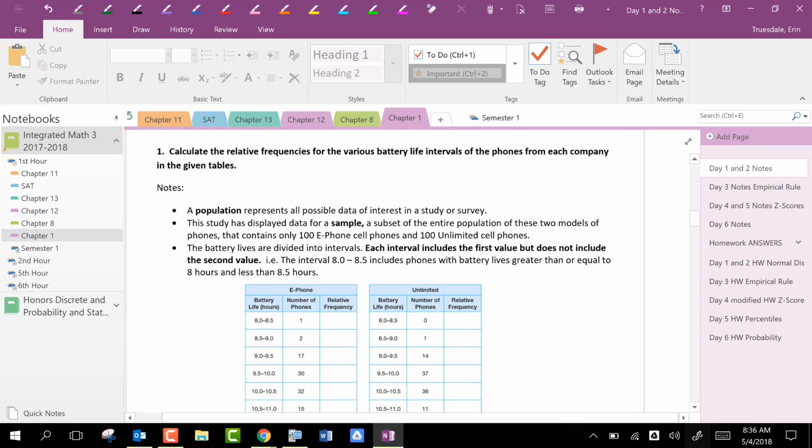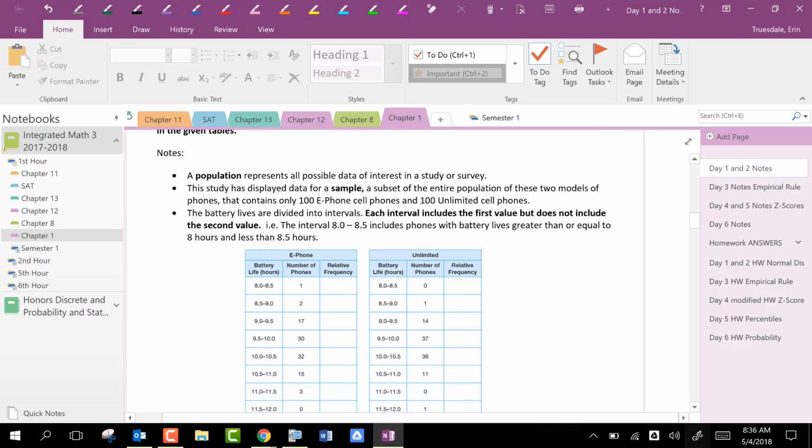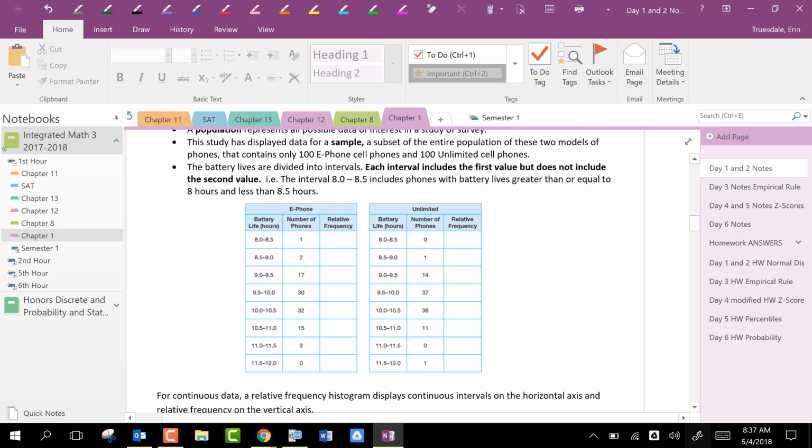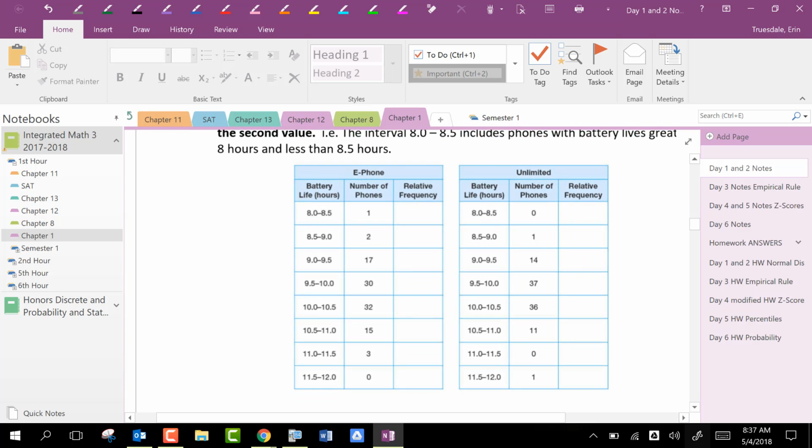Each interval includes the first value but does not include the second value. So, for example, 8 to 8.5 includes the phones with battery lives greater than or equal to 8 and less than 8.5. Okay, so it's not including that second. That's not real important here, but okay. To find the relative frequency, we're going to take the number of phones in each interval and divide by the total. So the first thing you have to do is find the total number of phones. So add up all these numbers.